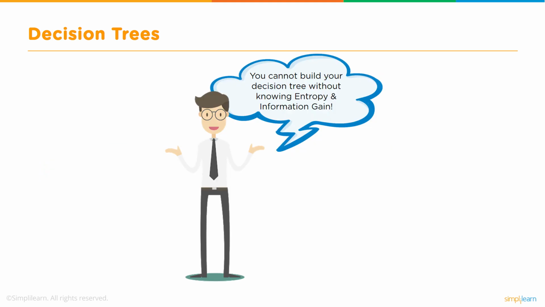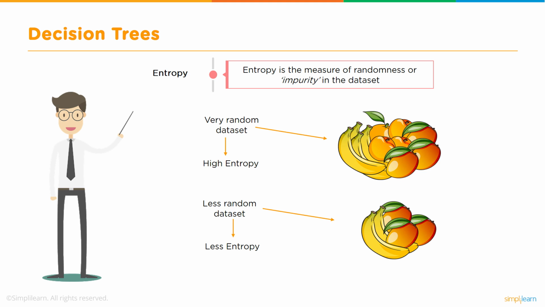You cannot build your decision tree without knowing entropy and information gain. Entropy. Entropy is the measure of randomness or impurity in the data set. So we have here a bunch of fruit, and you can see we have, it looks like apples, oranges, and bananas. It's very chaotic, so it's a very random data set. It has a very high entropy. And if we take out one group, let's say we take out the apples, it's a little less random. Now we only have bananas and oranges. So it's a less random data set, and we have a lower amount of entropy.